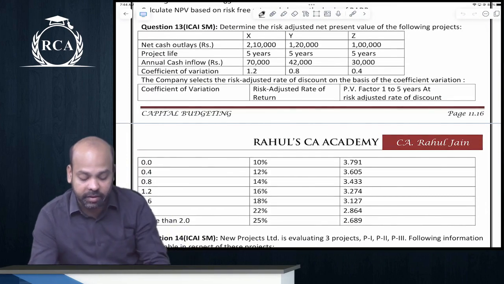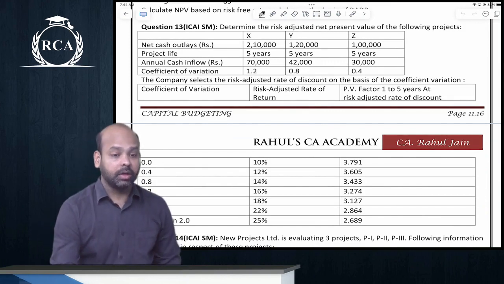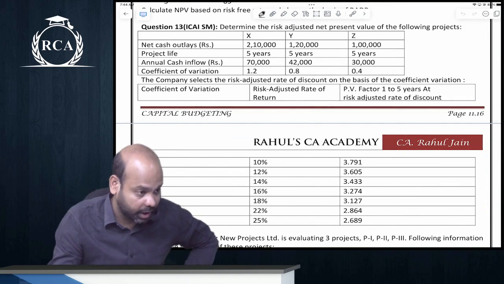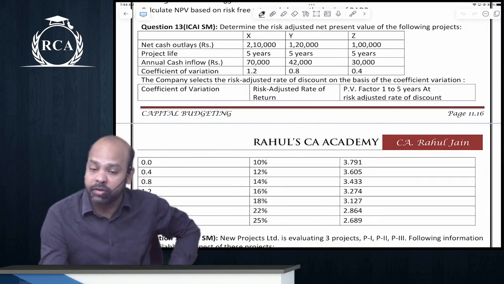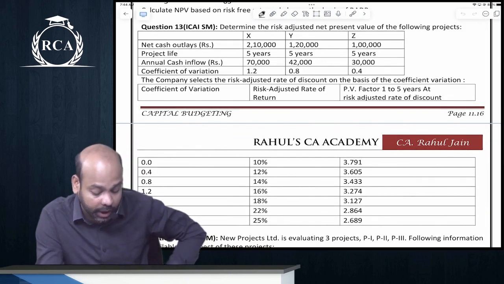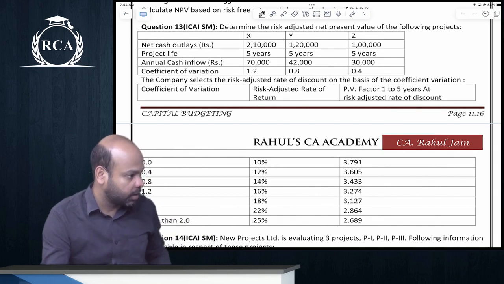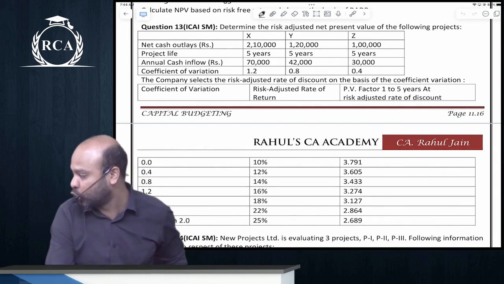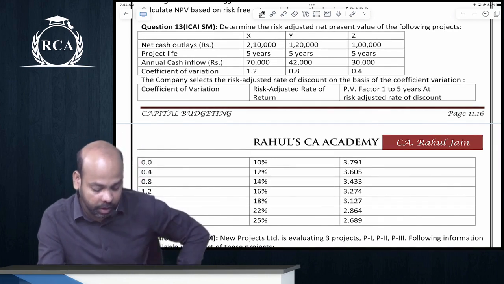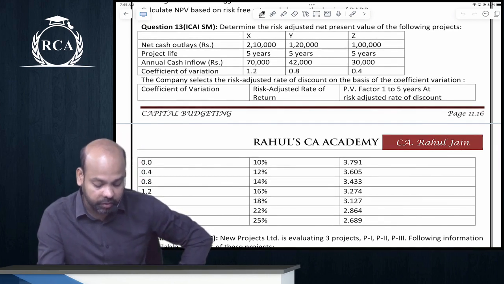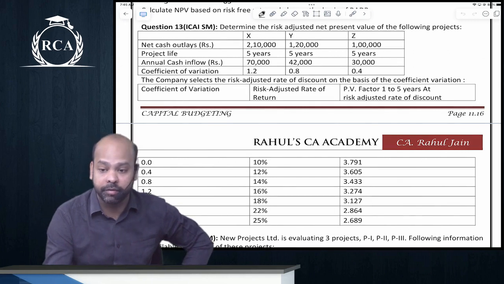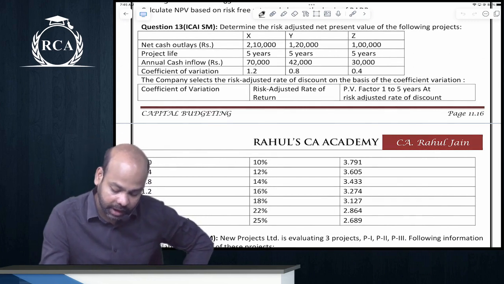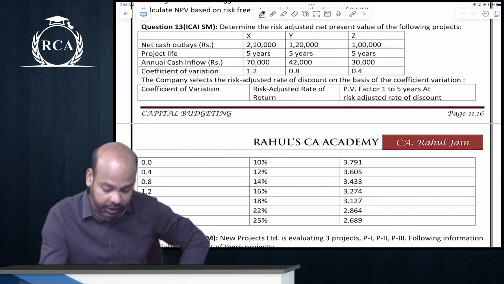Determine the risk adjusted NPV of the following projects, beta. They've given us 3 projects, X, Y, and Z. All the projects have a life of 5 years. They've given us the amount of initial investment: 2,10,000, 1,20,000, 1 lakh. The annual cash inflow: 70,000, 42,000, and 30,000. Coefficient of variation is given as 1.2, 0.8, and 0.4. Company selects RADR, risk adjusted rate of discount, on the basis of coefficient of variation.